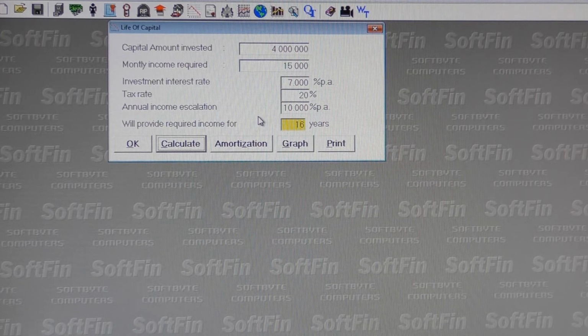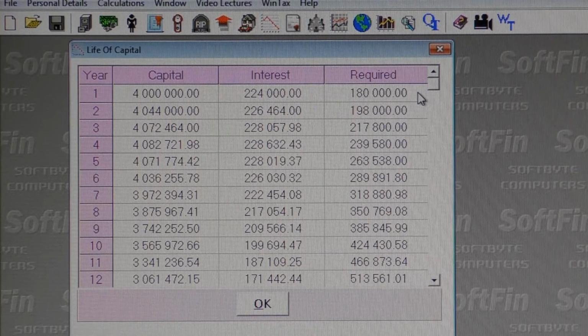Look at the amortization. In year 1, we need 12 times 15,000 Rand, which is 180,000 Rand. In year 1, our after-tax interest is 224,000 Rand, which is 44,000 Rand more than the 180,000 we need for income, so the invested capital increases by 44,000 Rand in year 2. While the after-tax interest earned is more than the income we require, our capital increases as the unused interest is added back to the capital.